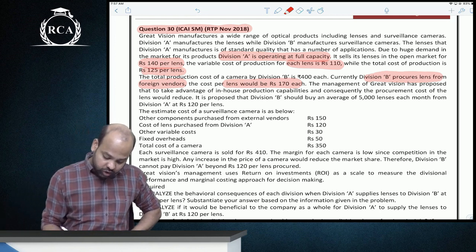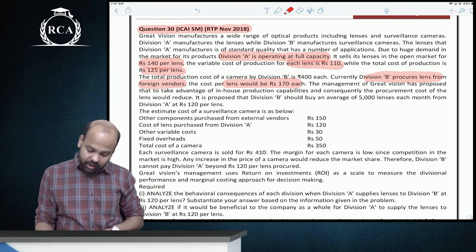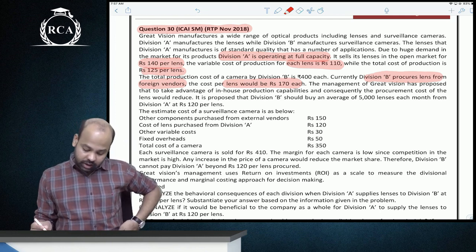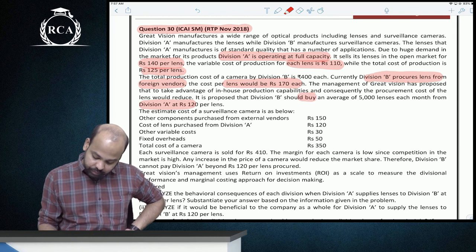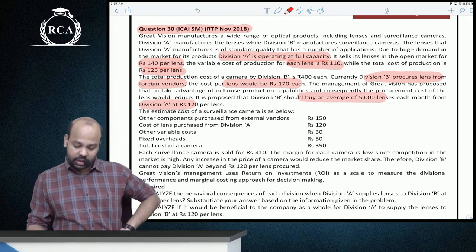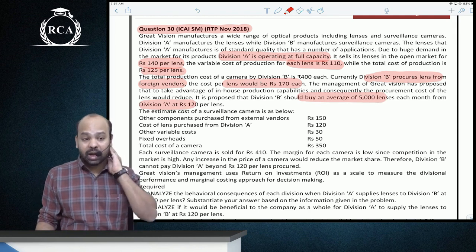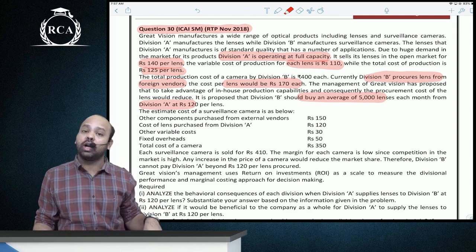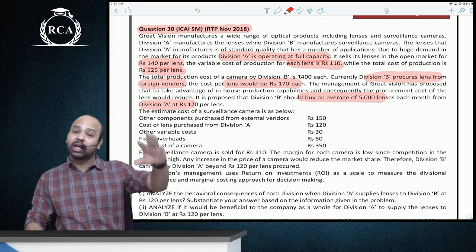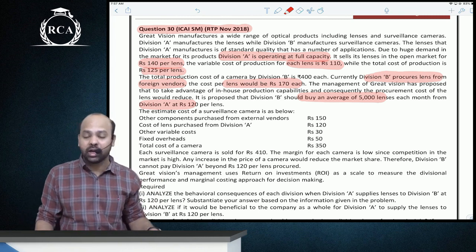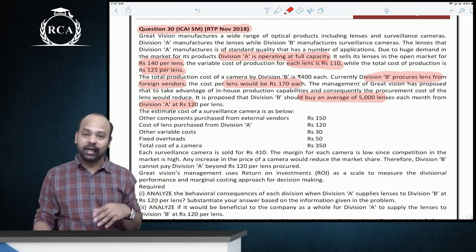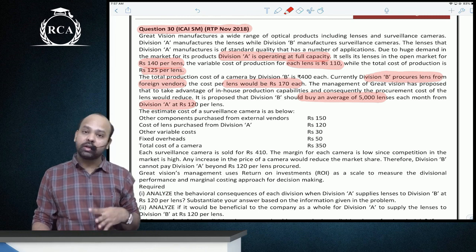It is proposed that Division B should buy an average of 5,000 lenses each month from Division A at 120 rupees per lens. Now Division A will say, am I looking like a fool? I am selling this product in the market at 140 rupees and you are telling me that I have to transfer it to the other division at 120 rupees. Not possible, get lost. He can say something like that.